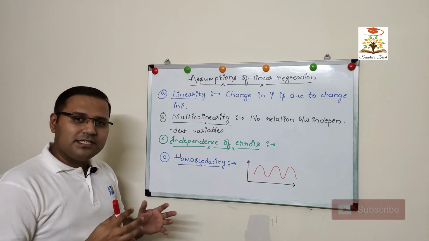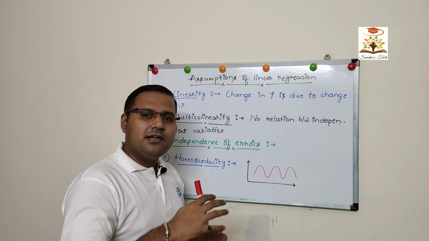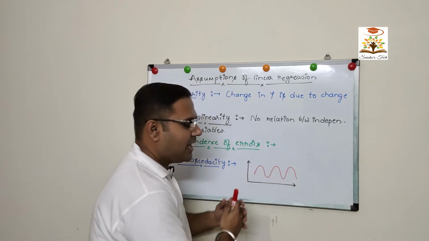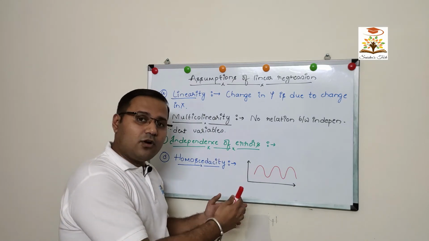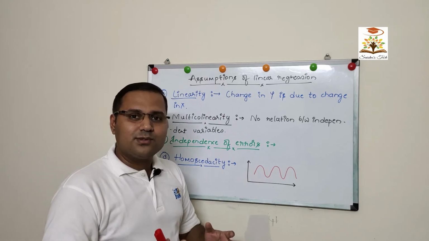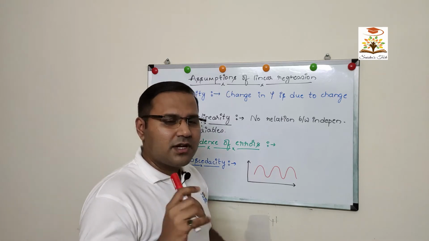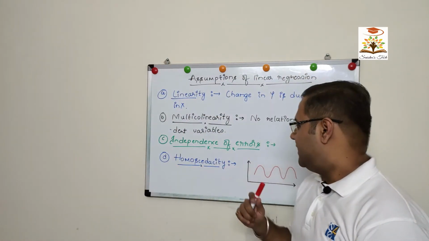Homoscedasticity, which means there should be a constant variance between the error terms, which is represented as shown in the figure. And the lack of this constant variance is known as heteroscedasticity. These were some of the assumptions which we consider during model building.